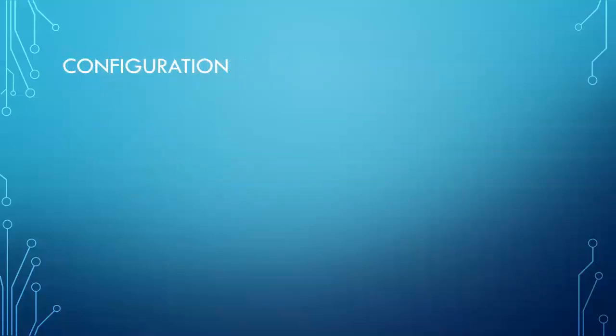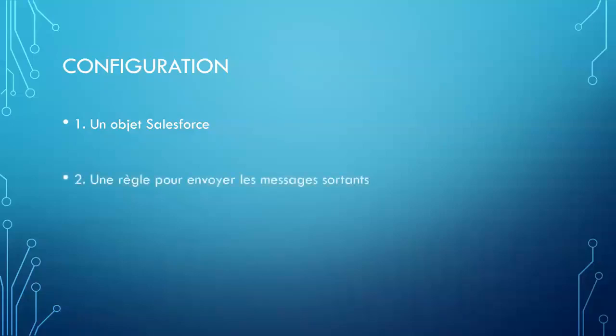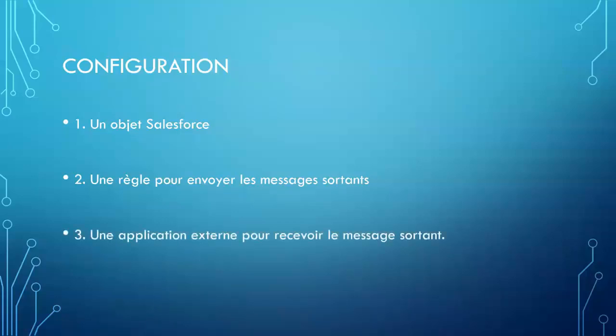What do we need to set up an outbound? We need three things: an object, so a Salesforce table. This means that there will be an outbound associated with the table. A change in one of the fields in the table will send an outbound message from the updated field. The second thing needed is a rule associated with the outbound. The purpose of this rule is to filter the data that you don't want to send with the outbound message. And finally, the last thing needed is an external application that will receive the outbound message.